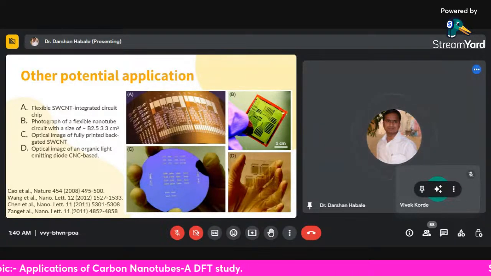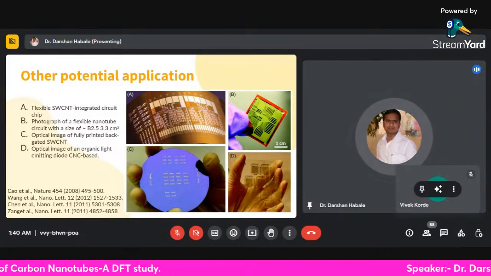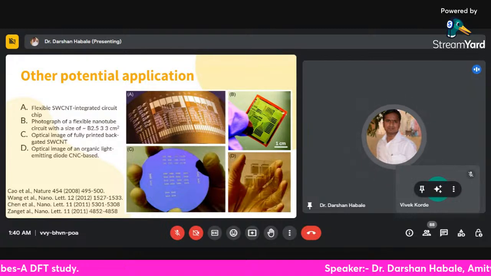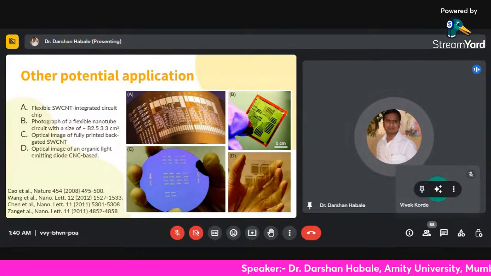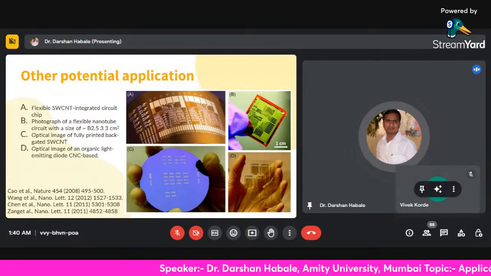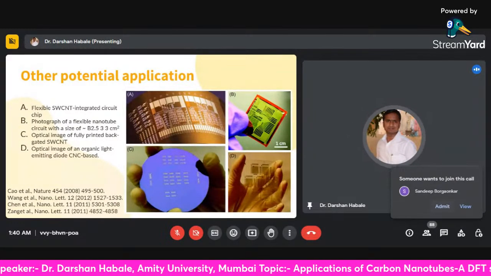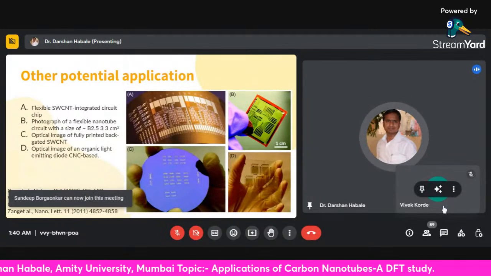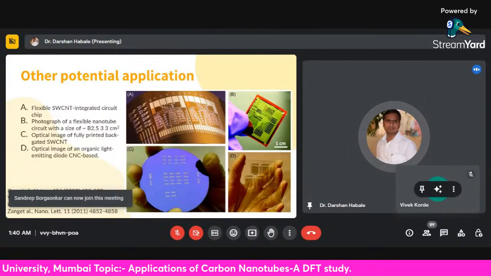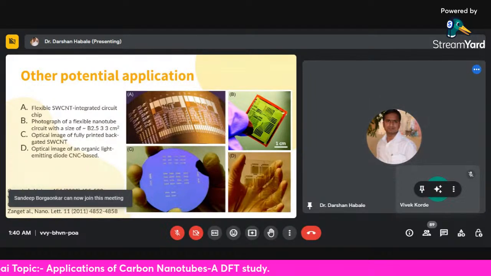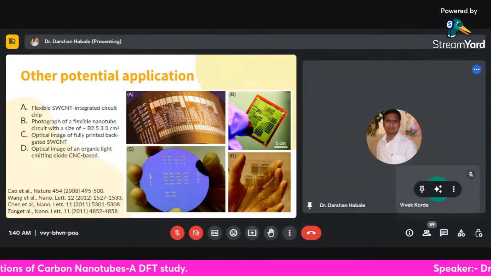So these are the applications shown only in the electronic industry, but carbon nanotubes also have applications in biomedicine, in curing cancer and other serious diseases. I just added some of them, only the electronic applications.